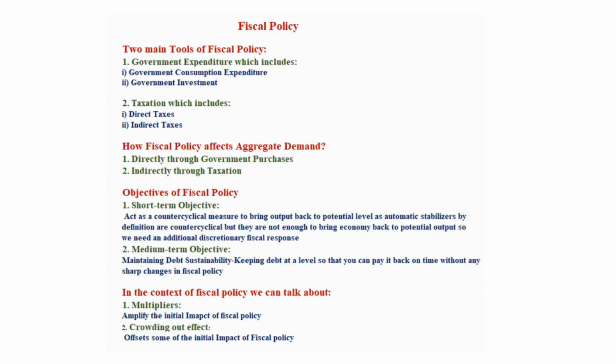Now, the medium-term objective of fiscal policy is to maintain debt sustainability, i.e. we want to keep the debt at a level so that we can pay it back on time without any sharp changes in fiscal policy. Now, when we talk about fiscal policy, we have two concepts.